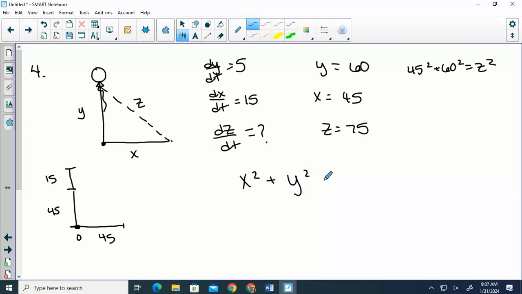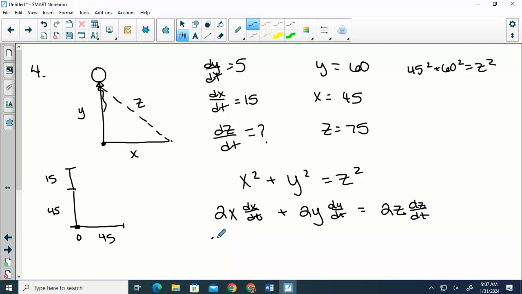But now we go to our Pythagorean theorem and we do our derivative. So derivative of x would be 2x dx/dt. Derivative of y would be 2y dy/dt. Derivative of z would be 2z dz/dt. So plug in. x was 45, dx/dt is 15, y is 60, dy/dt is 5, z is 75, dz/dt.